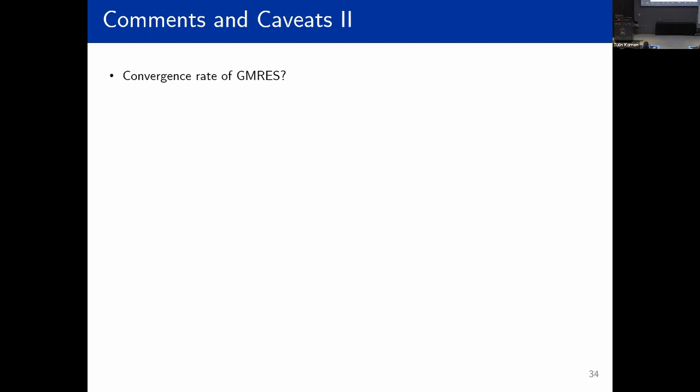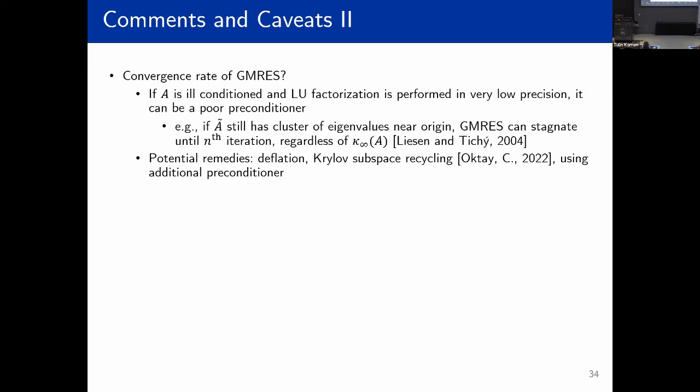Okay, and then the big one, which I alluded to, is what is the convergence rate of GMRES? If A is very ill-conditioned and the LU factors are computed in a very low precision, theoretically it will take up to n steps to converge. But if it takes n steps, then this is no good. I would be better off just redoing the factorization in a higher precision. And so the condition number was not necessarily indicative of this.